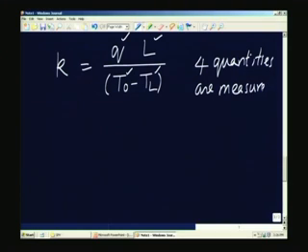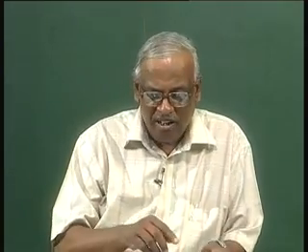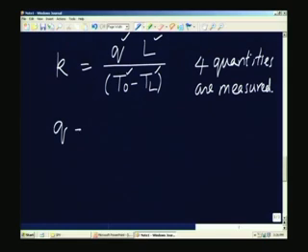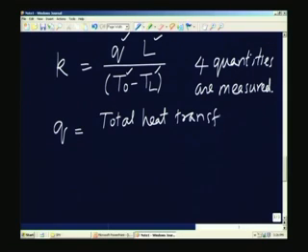Of course, in practice the temperature is measured using, for example, thermocouples. The length has to be measured using an accurate length measuring instrument. The Q sometimes is the most difficult to measure, because Q itself is the total heat transferred divided by the area through which the heat is transferred.